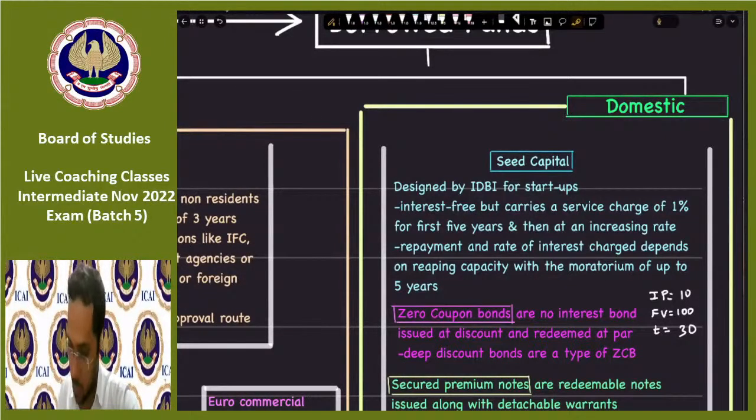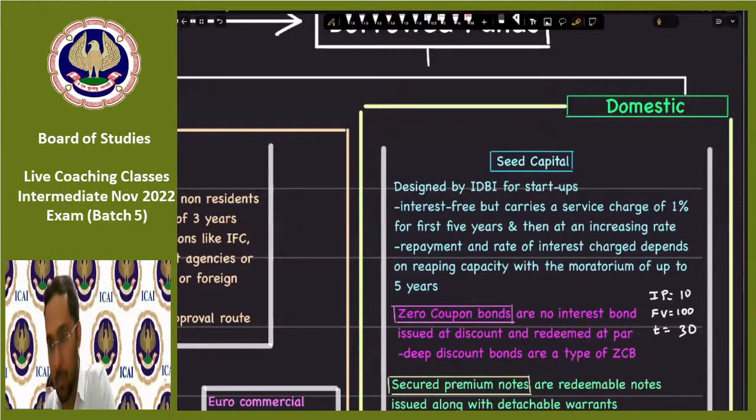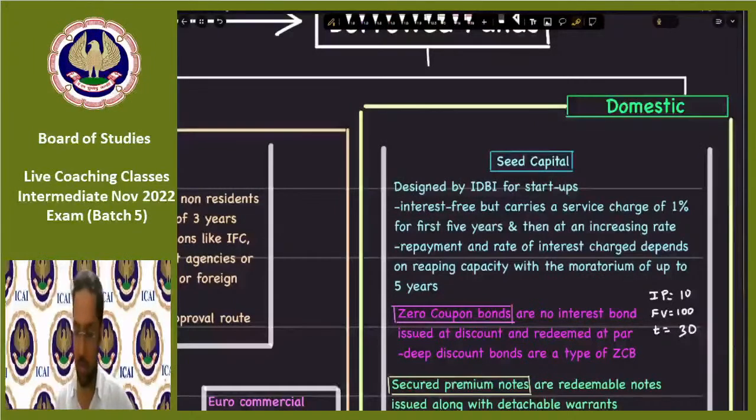Now, since it's a startup company, it won't have much cash flow or profits to pay interest. So generally, it's interest free, but carries a service charge of 1% for the first 5 years. You don't have to pay any interest, but yes, there is a service charge of just 1% that needs to be paid.